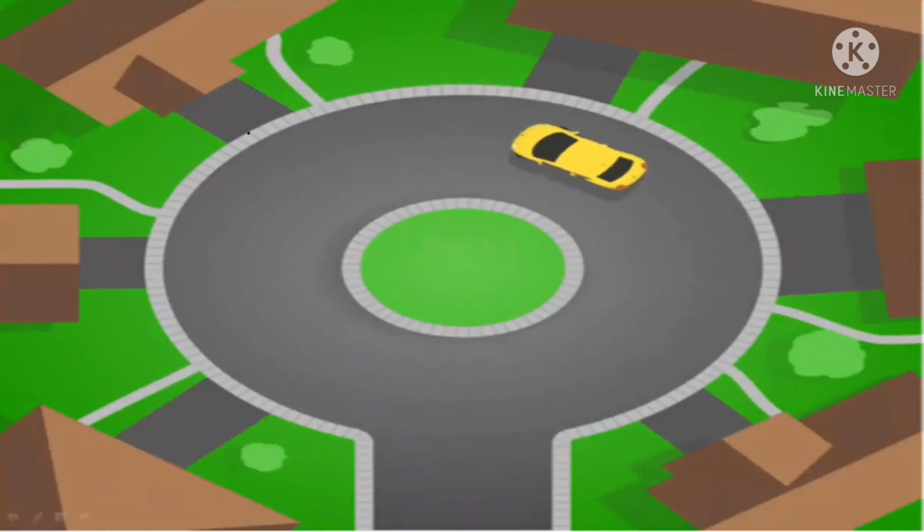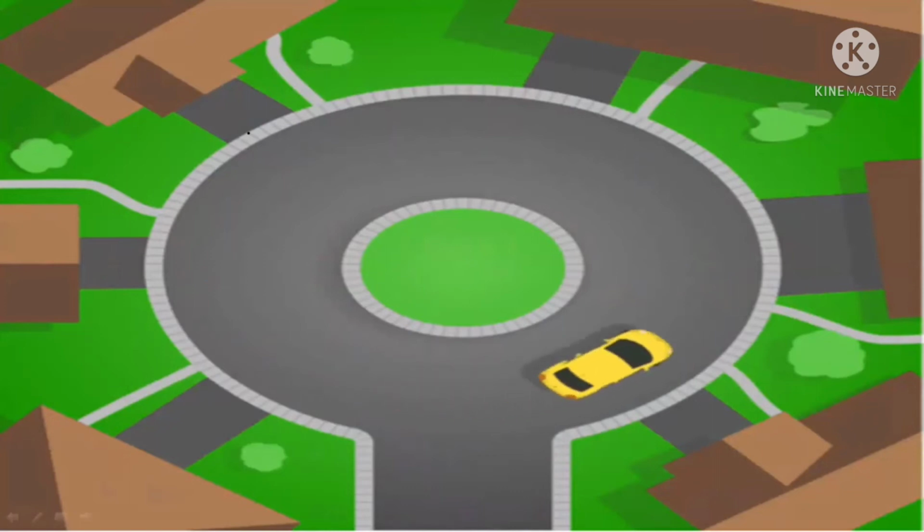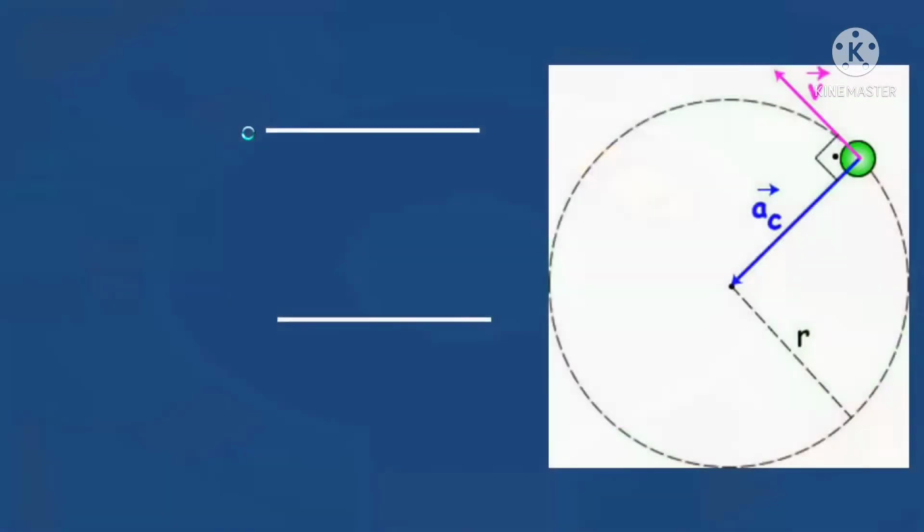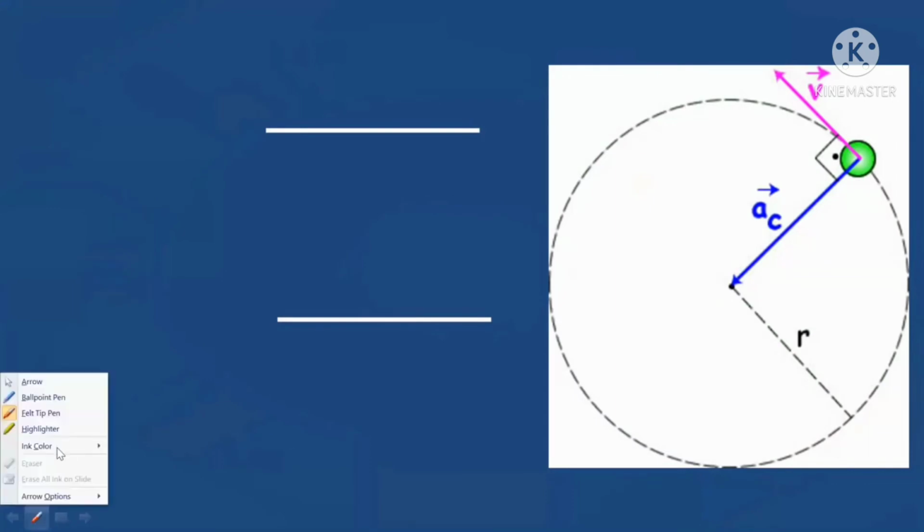One more example I am showing you, my dear children. See the car traveling around a circular path. Observe the car, how it is moving every time. Actually here you can observe the speed is constant. What about the direction? At every time the direction is being changed. That means velocity changes. When direction changes, velocity changes.